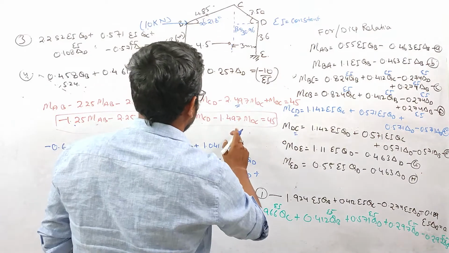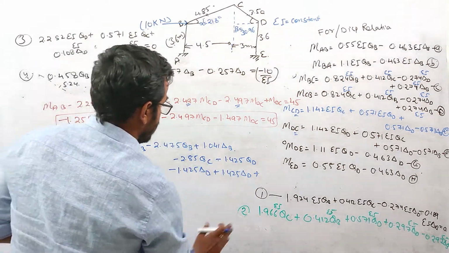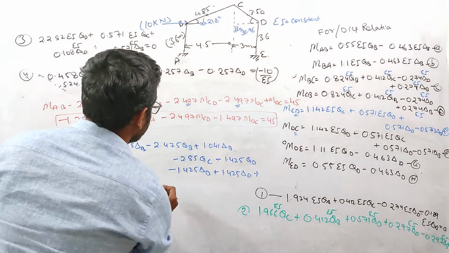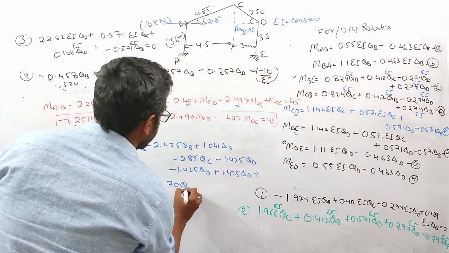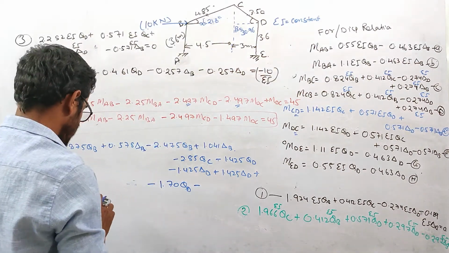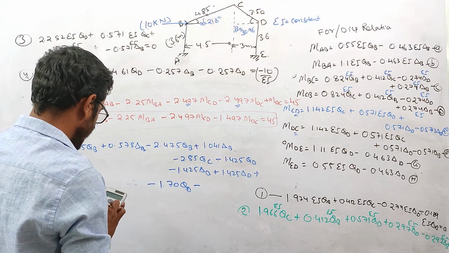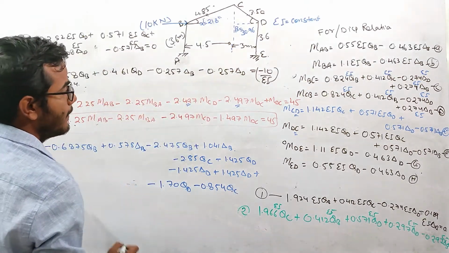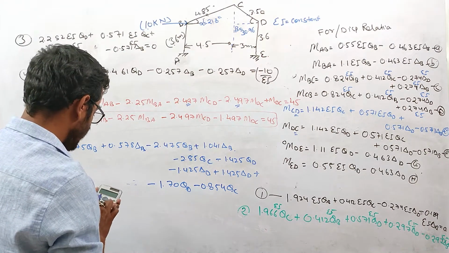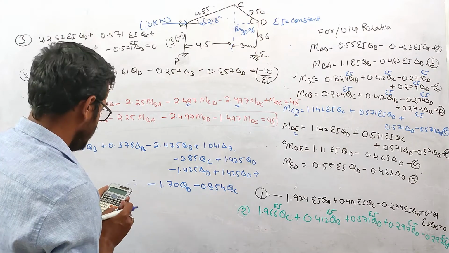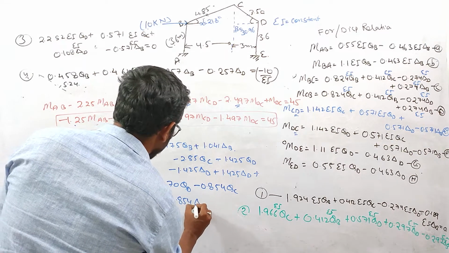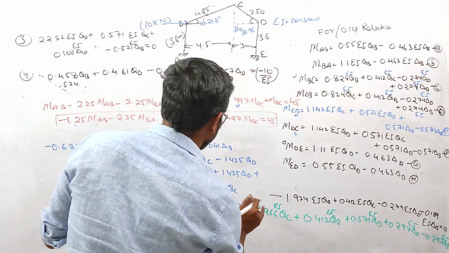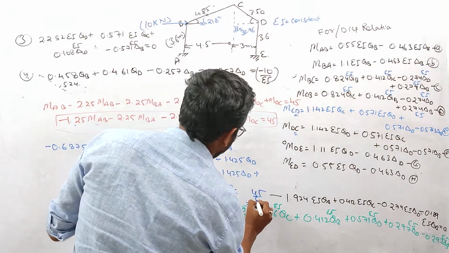Again, no guys, this is 1.497. Okay, so 1.497 into 1.142. So this is minus 1.70 theta D, right? This is again minus 1.497 into 0.571. So this is 0.854 theta C, right? And this is minus 1.497 into 0.571. So this is 0.854 delta D. This is 0.854 delta B. This is equal to 45 over EI. Okay, guys.